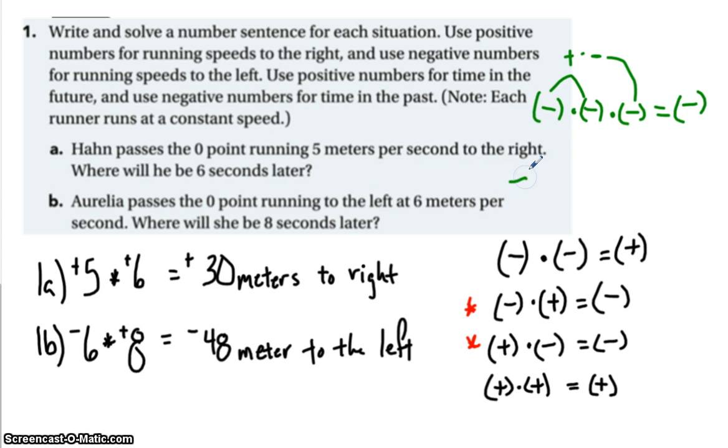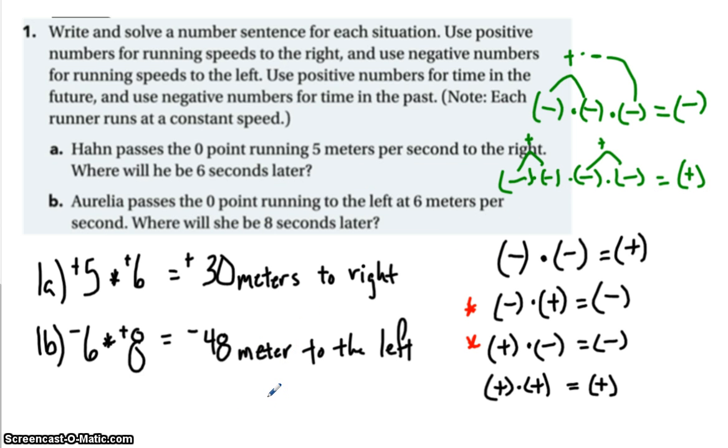Okay, so if we had a negative times a negative times a negative times a negative, or 4 negatives, these two would make a positive, these two would make a positive, and a positive times a positive would equal a positive number. All right, so here's what I want you to do before coming to class tomorrow.